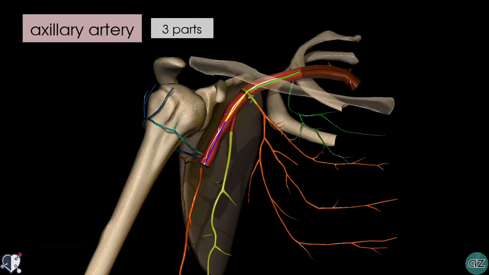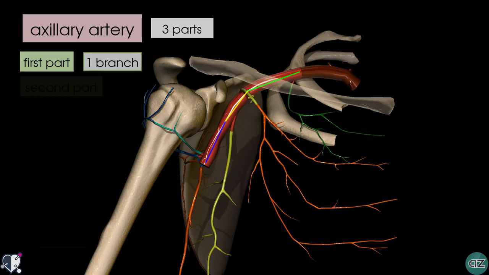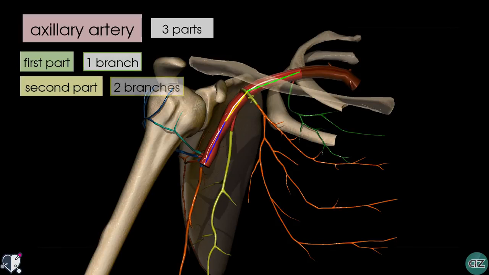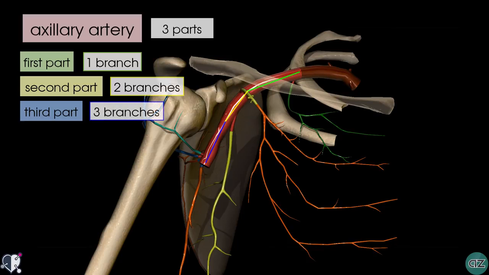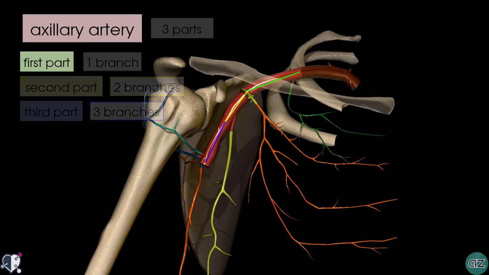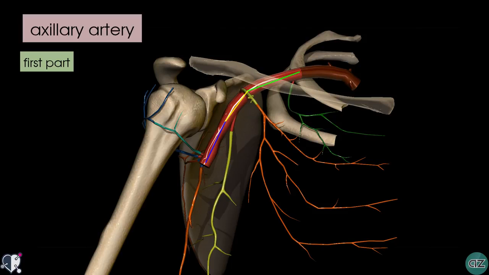I've removed the pectoralis minor muscle now, and we'll take a look at the 6 branches of the axillary artery. So quite conveniently, the first part of the axillary artery has 1 branch, the second part has 2 branches, and the third part gives rise to 3 branches. The first branch, which you can see highlighted in green arising from the first part of the axillary artery, is called the superior thoracic artery.